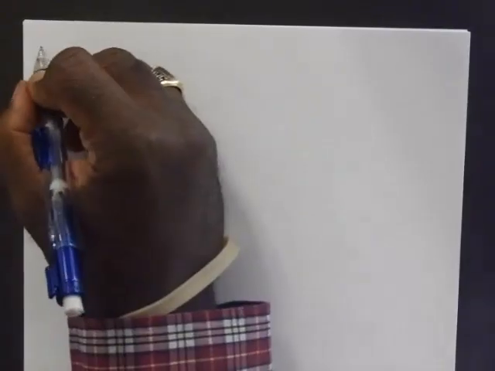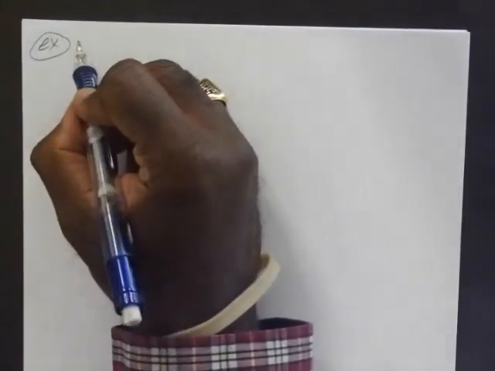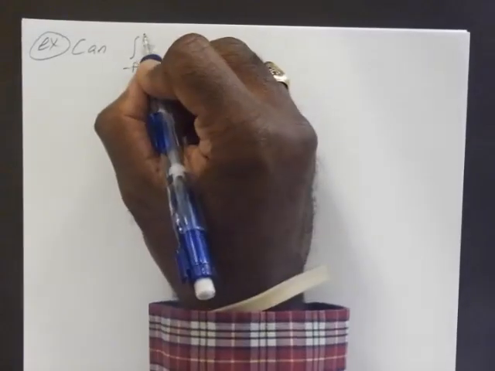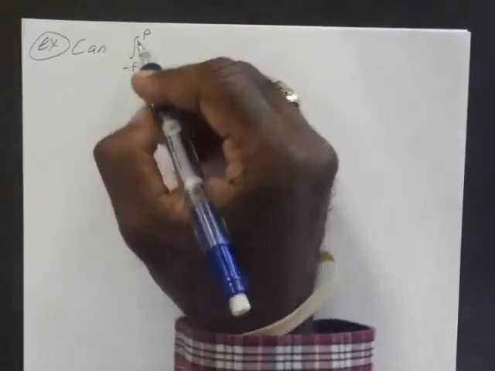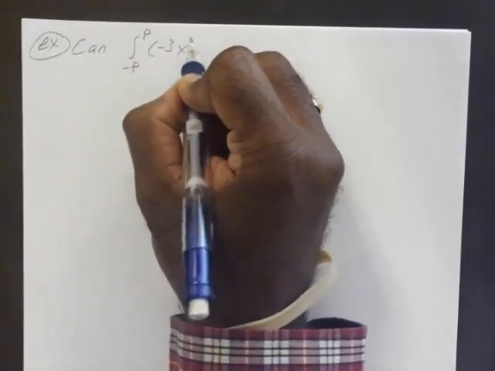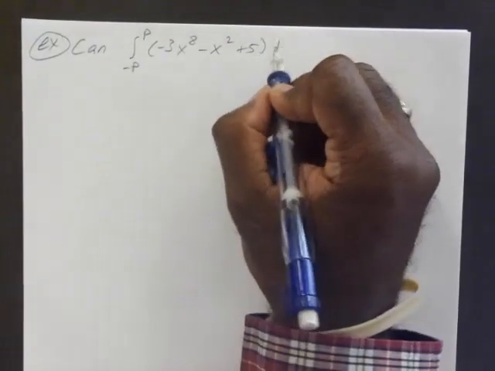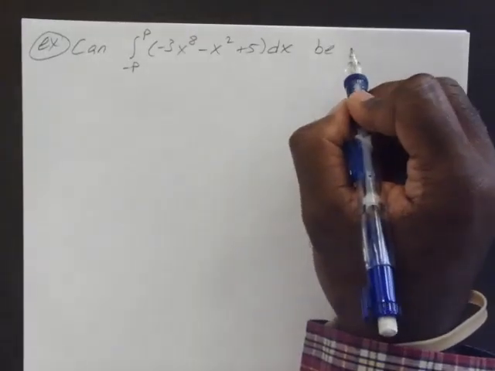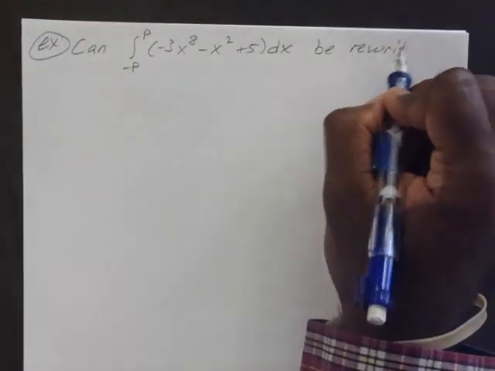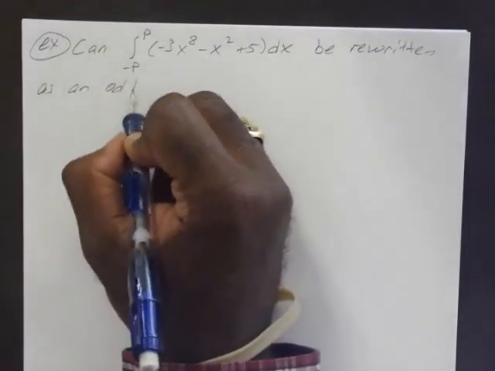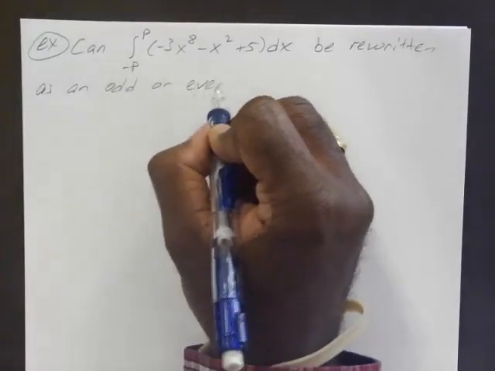All right. So let's say, for example, we want to know, can the integral from negative some value p to positive some value p of negative 3x to the 8th power minus x squared plus 5 with respect to x be rewritten as an odd or even integral?